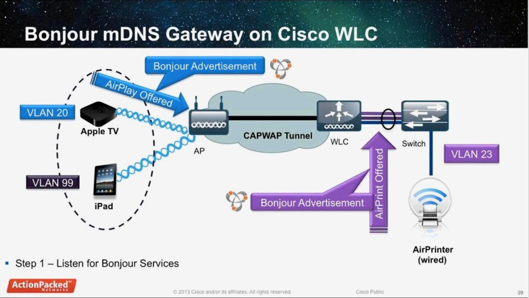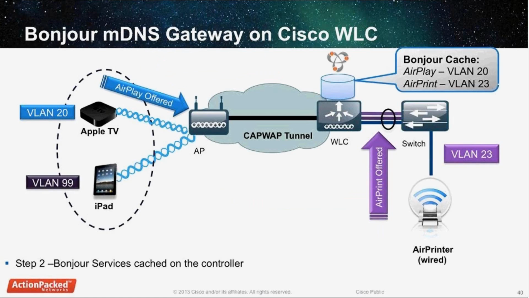In this example, let's say you have an AirPrinter on VLAN 23, an Apple TV on VLAN 20, and an iPad on VLAN 99. All these three devices are on different VLANs, so without the Bonjour gateway, they would never discover each other. What the wireless LAN controller does is go into a listening mode, where it listens to the Bonjour advertisements from the AirPrinter and the Apple TV, and it maintains a cache. So now the wireless LAN controller knows that AirPlay is on VLAN 20 and AirPrint is on VLAN 23.